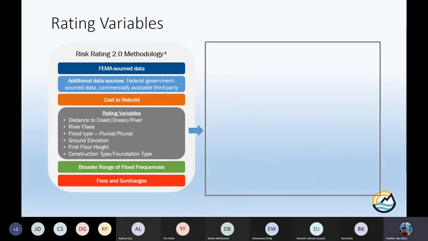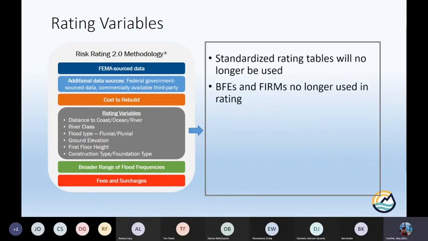Okay, so now we're getting into the rating variables. And this is really where FEMA, to me, is making the biggest change when it comes to flood insurance. The standardized rating tables that are used right now are going away. It's a legacy method. There are much better ways to calculate risk now. The other thing that's going away when we're talking about rating variables are base flood elevations and flood insurance rate maps. Those are no longer going to be used when we're calculating premiums.